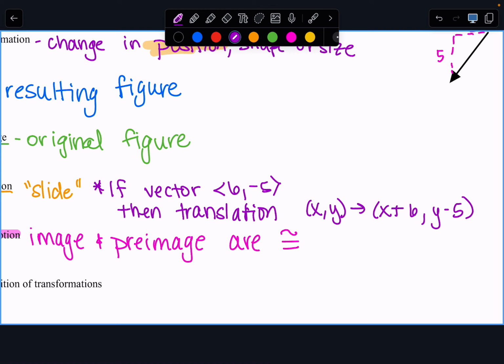Okay? So I would like to practice plotting and counting. Could you please turn to page 1 in the new packet that I gave you?